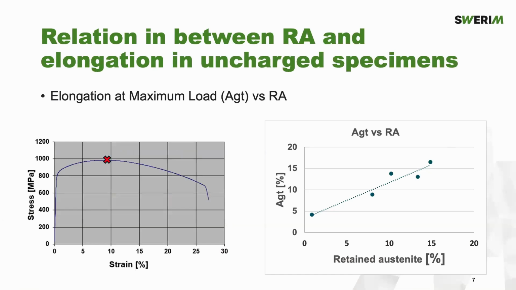So one thing that is quite nice when you plot it together is if you take the elongation at the maximum load and plot it against the retained austenite, you have a really nice correlation between the retained austenite and the elongation.